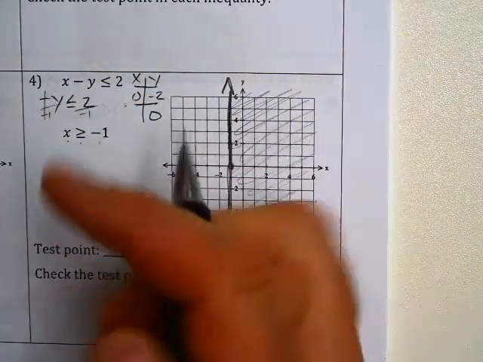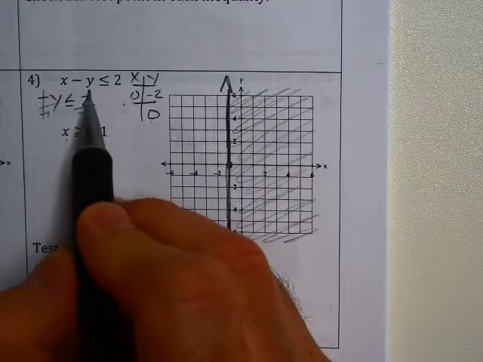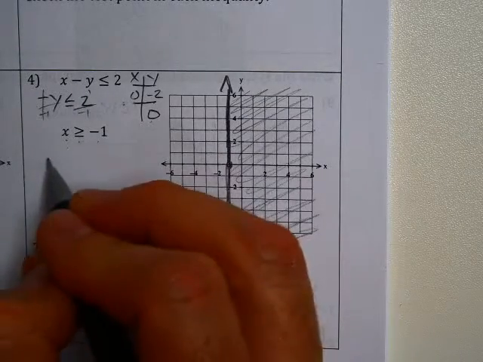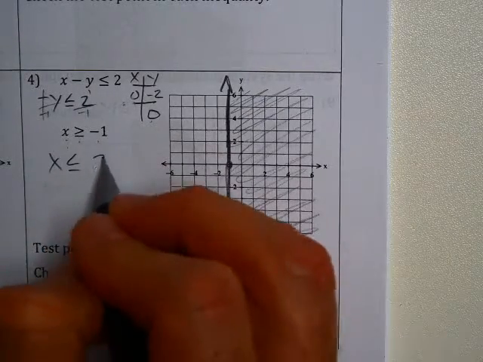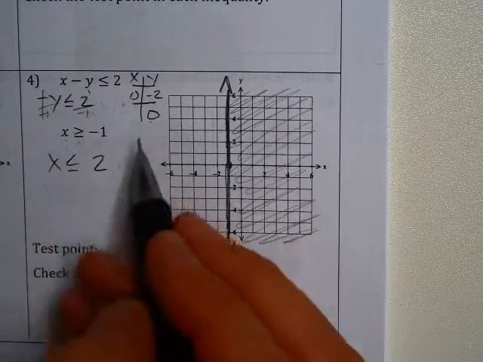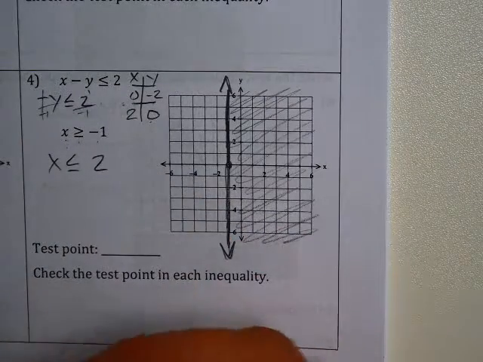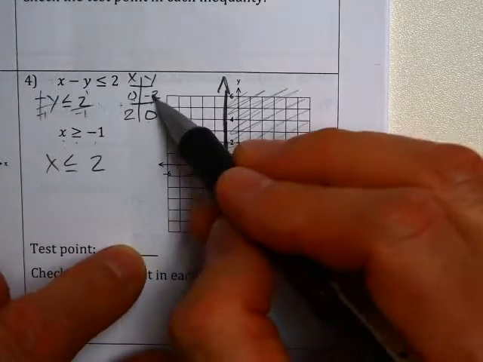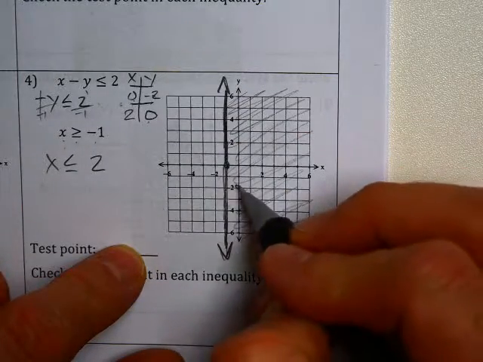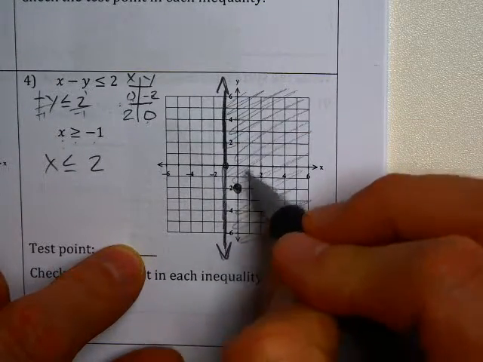Okay. So now if I plug in 0 for y, that's just x is less than or equal to 2, because the y cancels out. So that's my 2 there. So those are the points that I put in. 0, -2, and 2, 0.